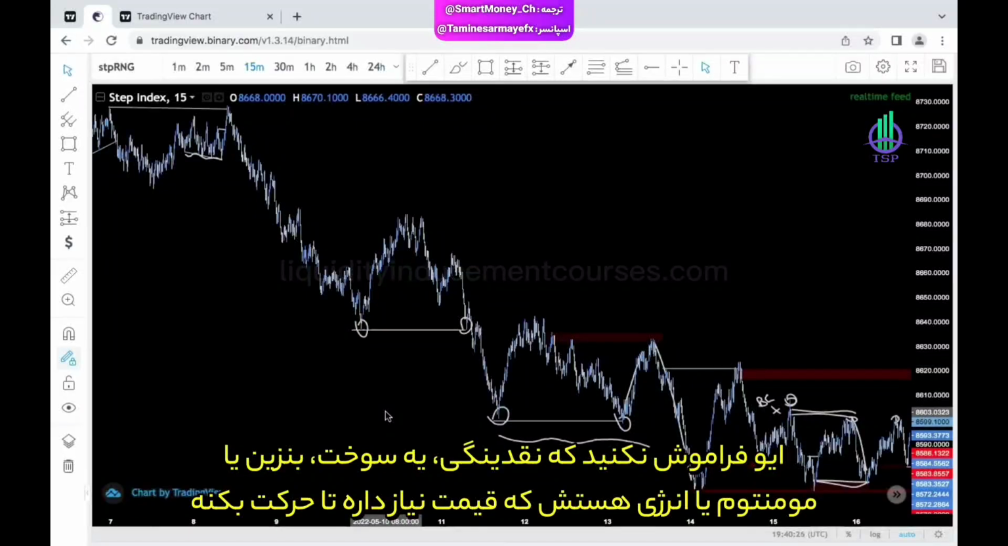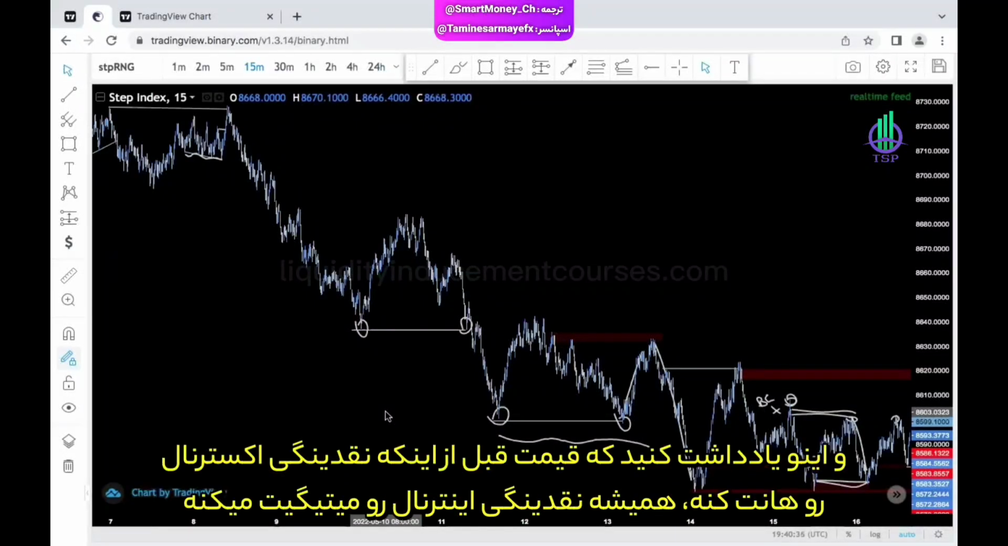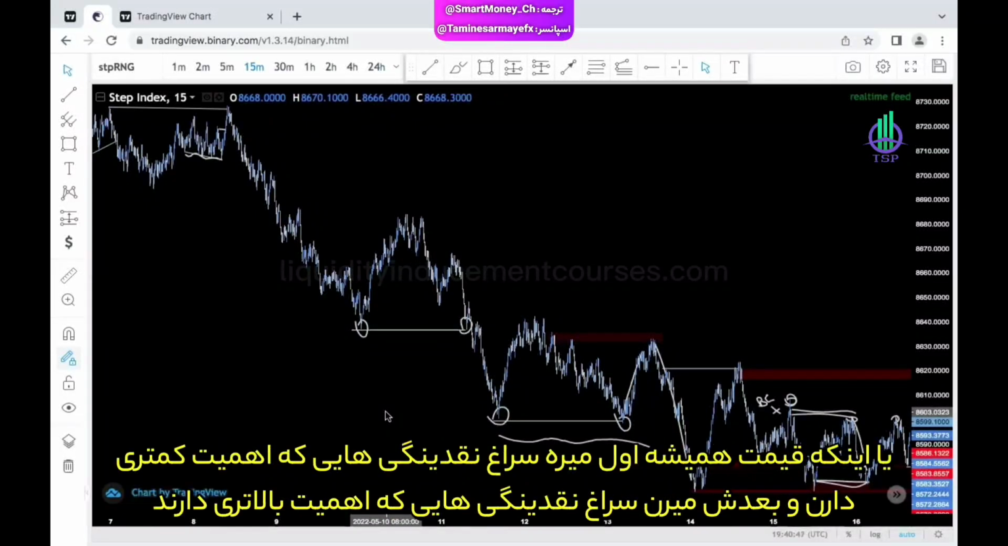But do not forget that liquidity is the fuel, is the gas, is the momentum, is the drive. It is the energy that price needs to move, okay? And price is attracted to liquidity. Now, also note this, that price would mitigate internal liquidity. Price will always mitigate internal liquidity before heading for external liquidity. Or price will go towards an area of less concerned liquidity before heading for an area of concerned liquidity.